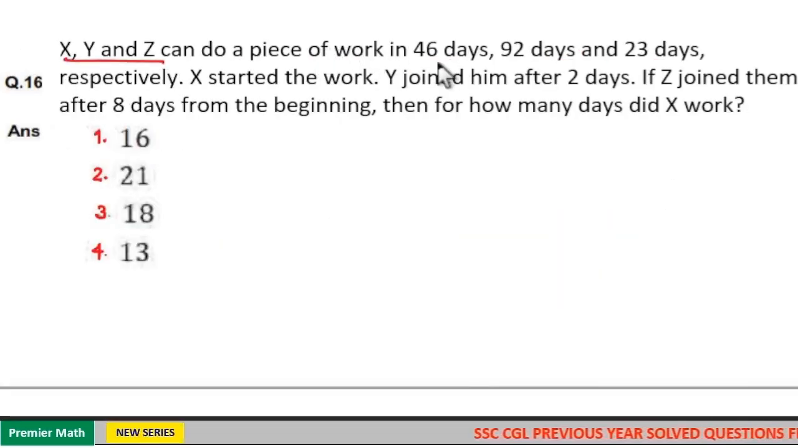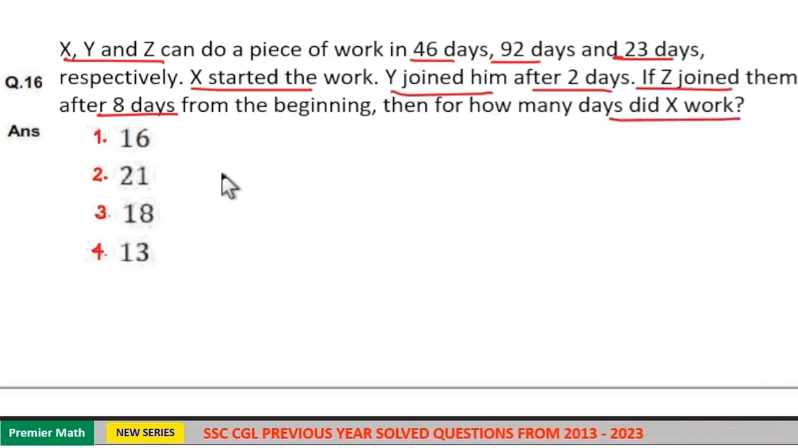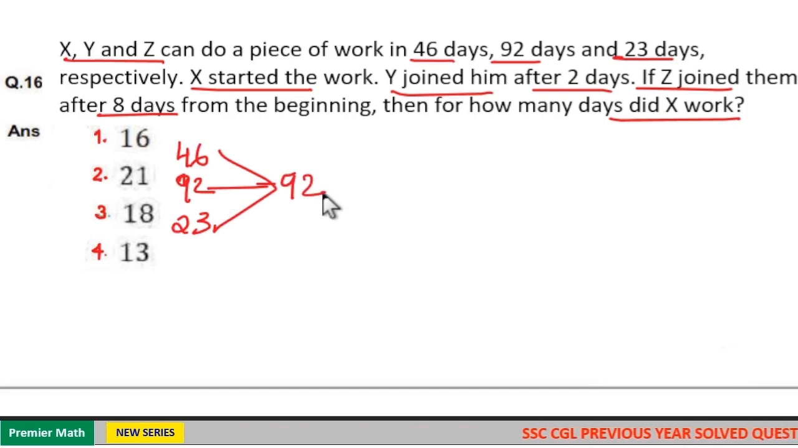X, Y and Z can do a piece of work in 46 days, 92 days and 23 days respectively. X started the work, Y joined him after 2 days. If Z joined them after 8 days from the beginning, then for how many days did X work? Here X, Y, Z can complete a work in 46, 92 and 23 days. All are doing the same work. Take the LCM. LCM is equal to 92. 46 goes 2 times in 92, 92 goes 1 time in 92, 23 goes 4 times in 92. That is, total work is 92 units.